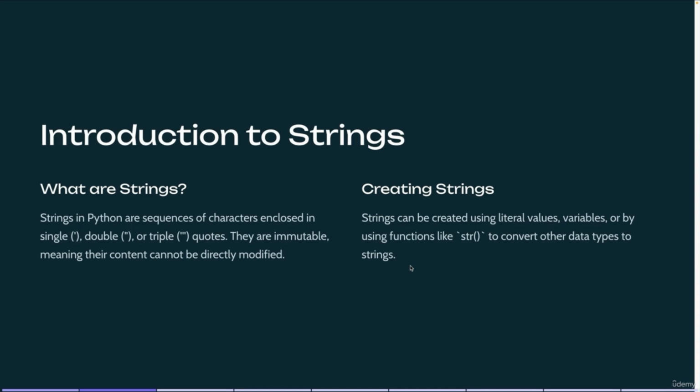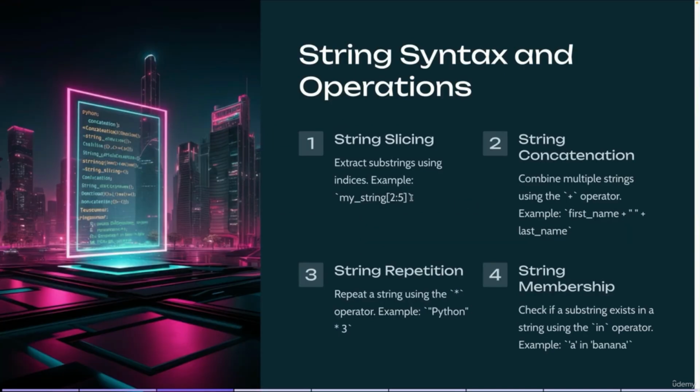You can create strings by using single quotes, double quotes, or triple quotes, and whatever you get is going to be a string. You could use functions like str. With strings, you can slice a string using your square brackets and your start and stop position. You can add strings together. You can repeat a sequence of a string by using the multiplication sign. And you can also check for character membership in a string.